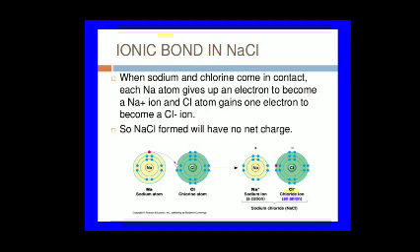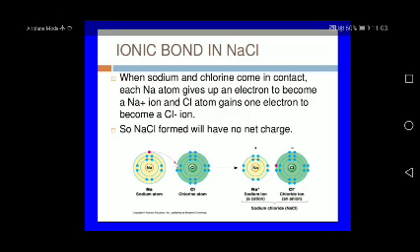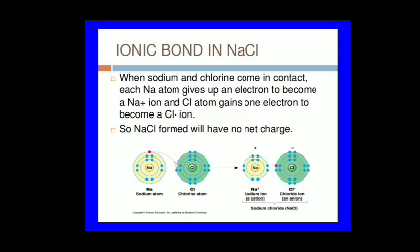When a sodium atom and a chlorine atom come in contact, each sodium atom gives up an electron to become a sodium cation, and each chlorine atom gains one electron to become a Cl minus ion. One is a positive cation and the other is a negative anion. So the NaCl formed will have no net charge.